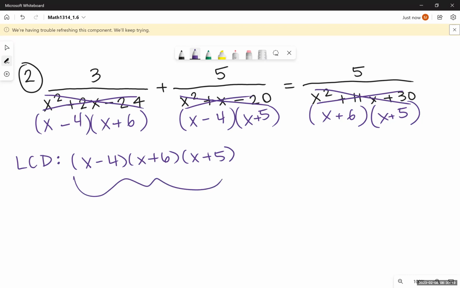Now I multiply each of these fractions by this LCD, and then what needs to cancel will cancel. But you'll notice two things are going to cancel from the top and one thing's going to remain. That's why trying to do it in the original form wouldn't have worked. Okay, so let's do that.